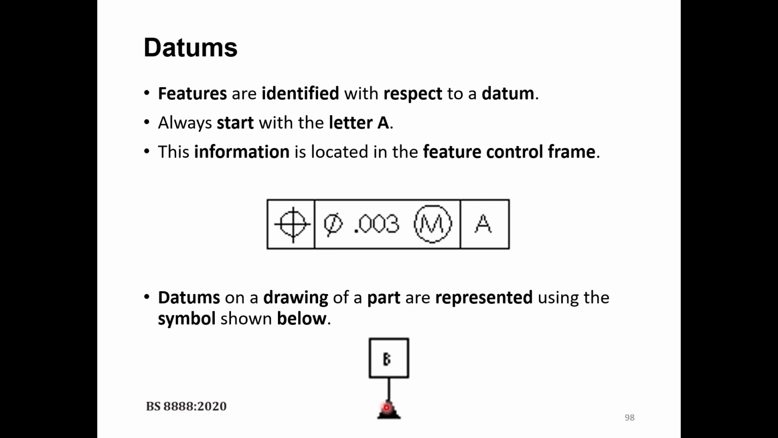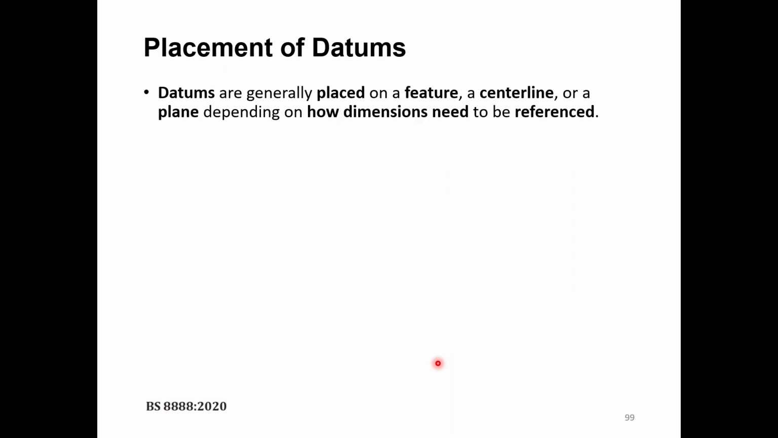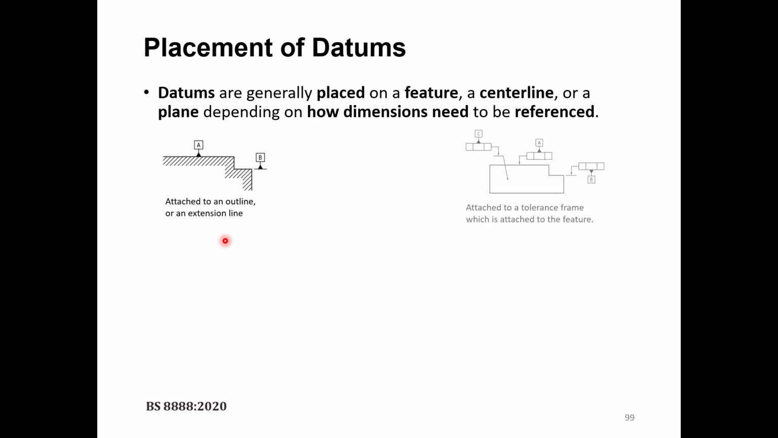We have a triangle here, and then a line, and then a box, and within this box we write either datum A, B, or C. So datums can be placed on some features. For example here, we have datum A and datum B with this symbol. The datums can be attached to an outline surface, or to an extension line, for example. It also could be attached to a tolerance frame.